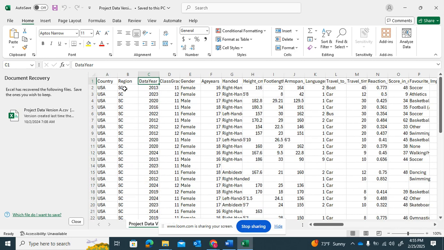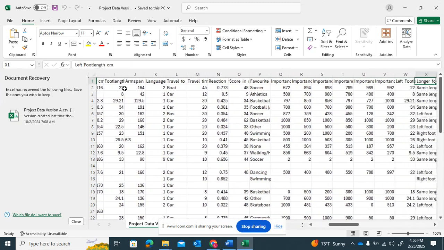Students actually collected this data. They measured their height in centimeters, their foot length in centimeters, and their arm length in centimeters. This top row tells you what everything is. They also did a survey: how many languages do you speak, what do you use to travel to school, how much time does it take you to get to school. Your reaction time is where you have to click the mouse a certain number of times. So you'll find all the stuff that you need up here.